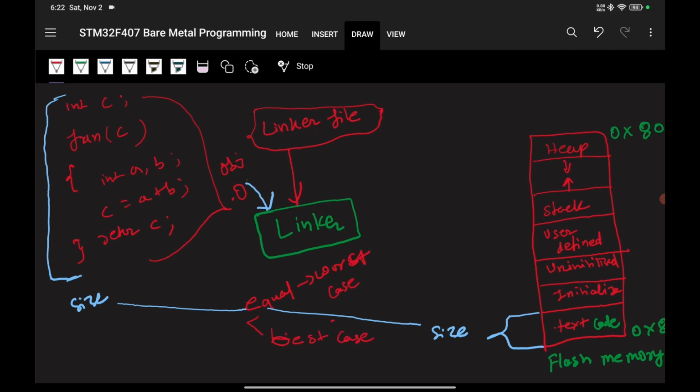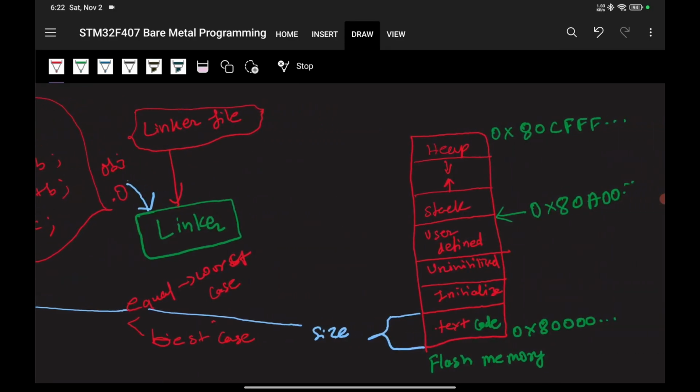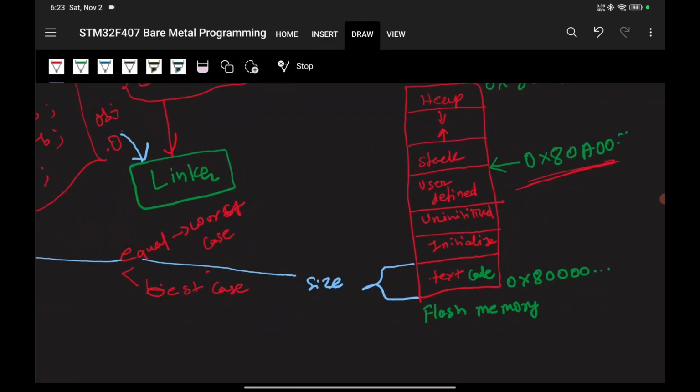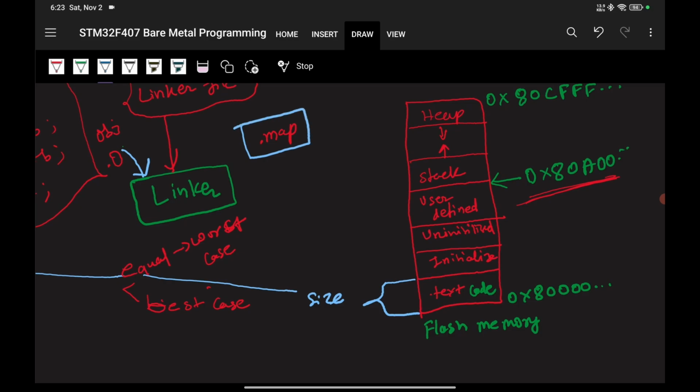Okay? It will even keep track of each and every address, at which address what code went. The linker will even know which code is at a given address. If you ask, the linker can tell you also. There is a very special file, the .map file.